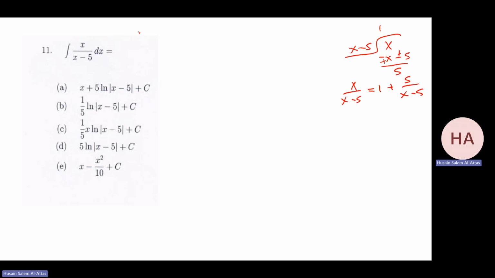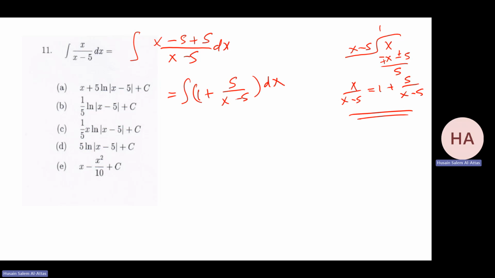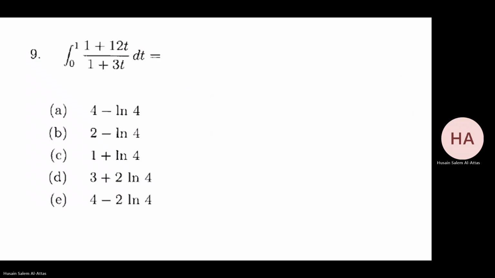The other way, you can use this trick. I write x minus 5 plus 5 over x minus 5, in place of x, which is x minus 0. And this one will be 1 plus 5 over x minus 5 dx, which is the same as this one. But this is a way to do it without doing the long division. So that will be x plus 5 ln of x minus 5 plus c, which is this one. Same idea there.